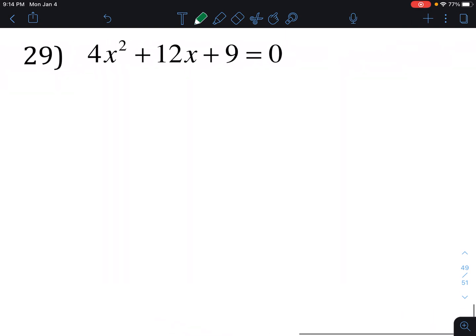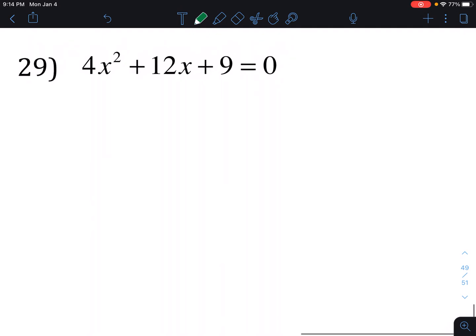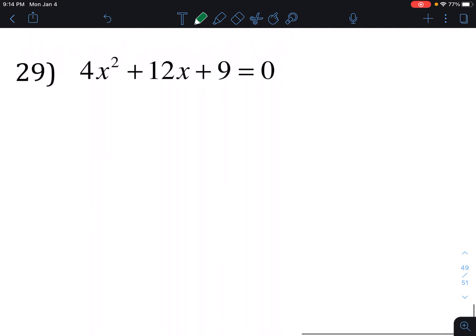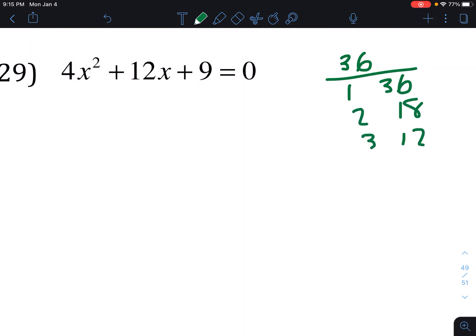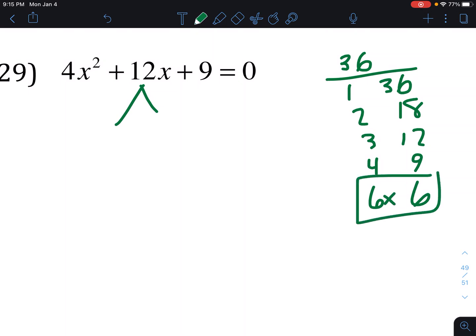29 is actually a hard trinomial. So we're going to do a times c. So 4 times 9 is 36. I write down my factors of 36. Now I need a pair that adds up to my b term 12x, which is this. So my 12x term is going to be split.